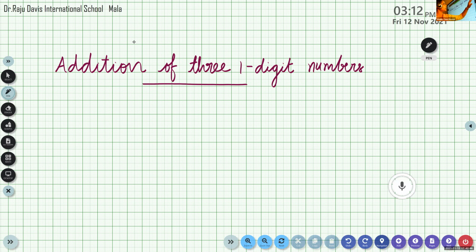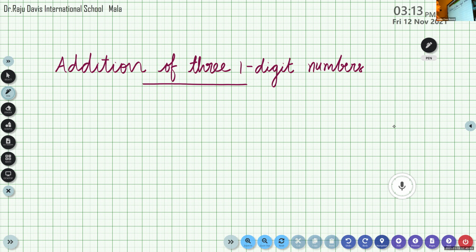A-D-D-I-T-I-O-N, addition of T-H-R-E-E, 3, one digit, D-I-G-I-T, digit, N-U-M-B-E-R-S, numbers. One digit numbers.